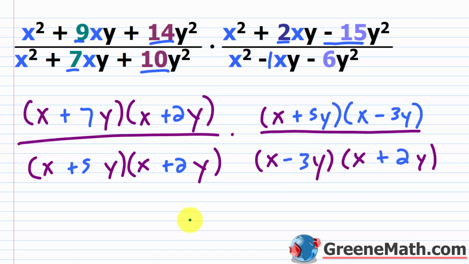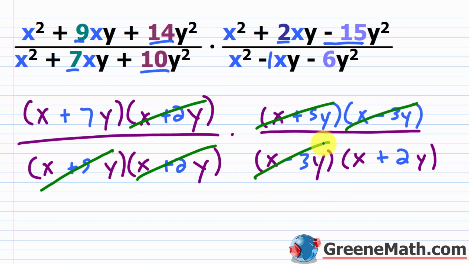All right, let's see what we can cancel. So we have x plus 5y here that can be canceled with x plus 5y here. Again, we're canceling common factors, so things wrapped in parentheses. That's what we're looking for. X plus 2y here can be canceled with x plus 2y here. And then x minus 3y here can be canceled with x minus 3y here. Okay, so basically all you're left with is an x plus 7y.